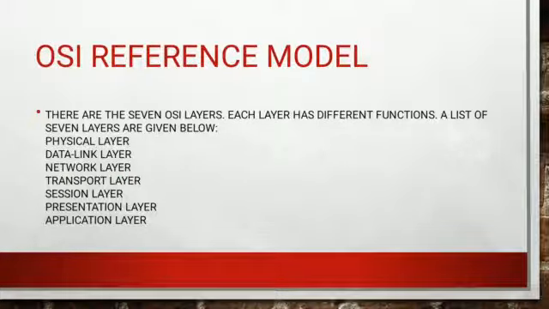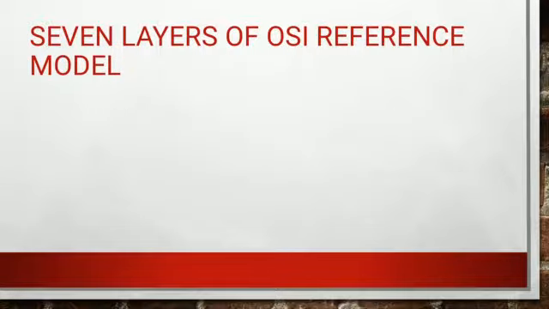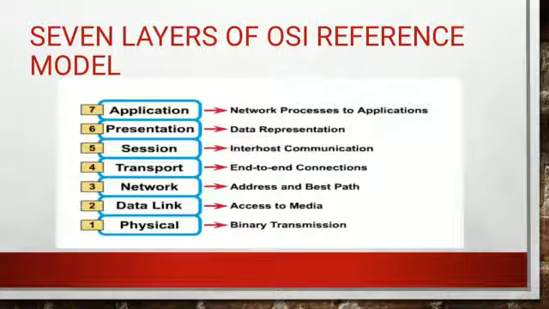The 7 different layers in the OSI reference model are: physical layer, data link layer, network layer, transport layer, session layer, presentation layer, and application layer. These are the 7 layers which exist on the sender side and also on the receiver side. So what is the basic functionality of each and every layer?